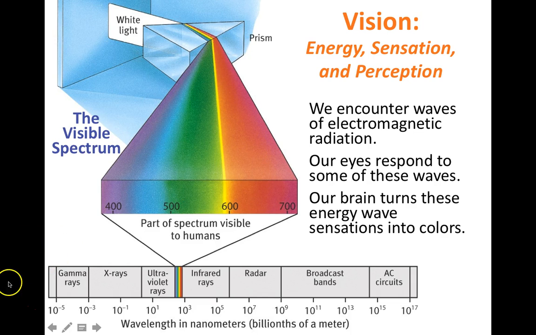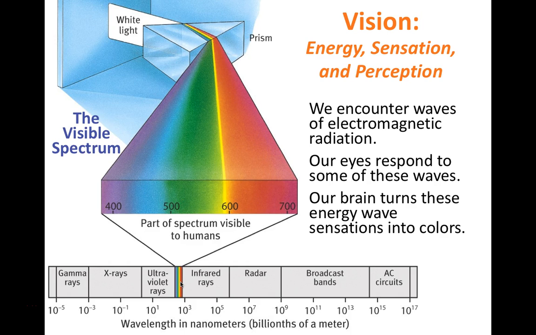Okay, so as we go from very, very short waves to longer and longer waves, electromagnetic radiation in terms of the lengths of the wavelength, if you will. It's this part, this little part here, this spectrum, that's the part of the spectrum that's visible to human beings, okay. And our brain turns these energy wavelengths into colors.